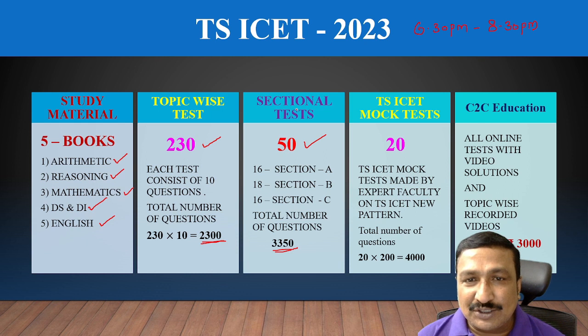And what are the uses of sectional tests? In IECT there are 3 sections: section A, section B and section C. In these 3 sections, which section are you very comfortable with and getting more score, and which section are you not comfortable with so that you are getting less marks? By using these 50 sectional tests, we can identify which section we score more in or which section we have to improve to get more marks.